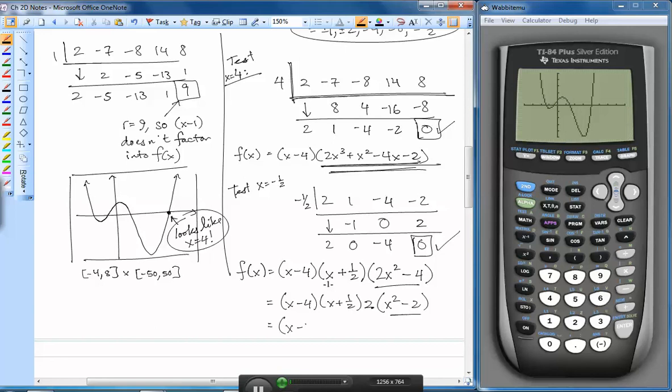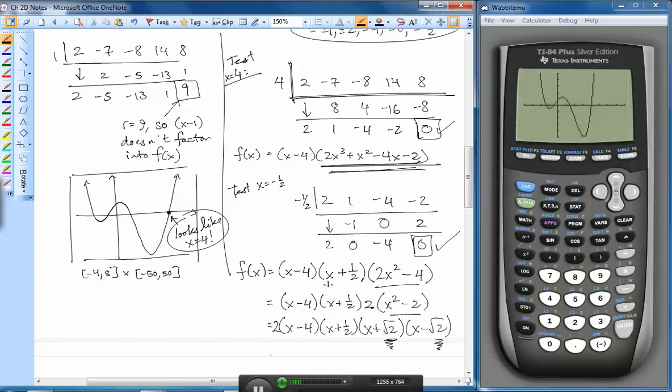That's going to be x minus 4, x plus a half. Let me throw the 2 in front here. And x plus root 2, x minus root 2. So it turns out these other two zeros here weren't rational zeros. They're at root 2 and negative root 2.